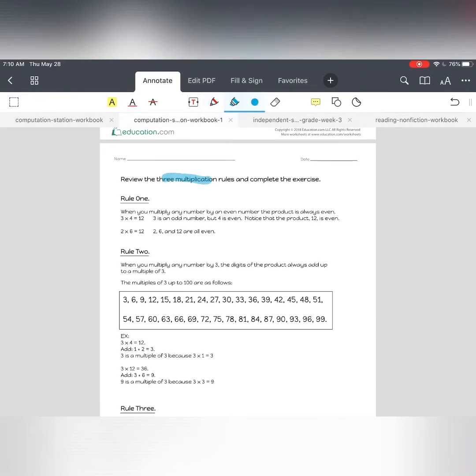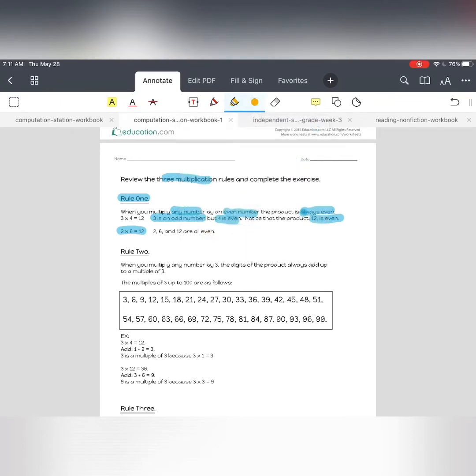Review the 3 multiplication rules and complete the exercise. Rule 1. When you multiply any number by an even number, the product is always even. So 3 times 4 equals 12 is an example. 3 is an odd number, but 4 is even. Notice that the product is 12, which is even. So here they have an example where it's an even times an even, and it's still even. So anytime you are multiplying by any even number, the answer will always be even.